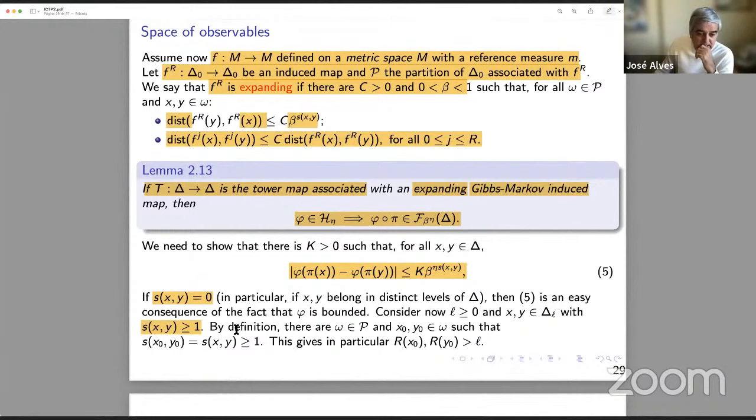So by definition of the separation time, these points have representatives in the base level. So I call the representatives X0 and Y0. The point X is actually (X0, L) because they are in the L level. And so you consider the representatives in the zero level. The recurrence time for these points, since there is an L level above them, must be bigger than that L. By the way, we have introduced the tau.